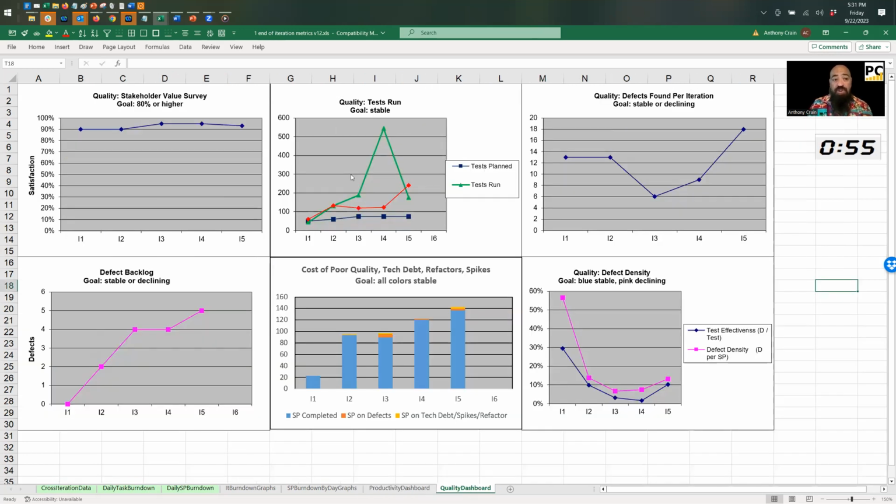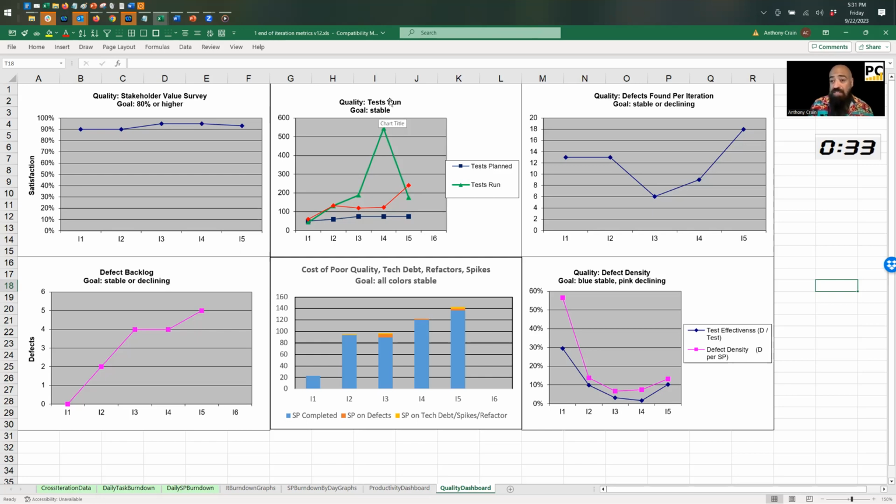The second dashboard is all about quality. So I'll spend the next 5 minutes talking about the quality dashboard, and then the final part will be going deeper on a couple of these metrics. So for quality, here's your stakeholder satisfaction. Every sprint we ask, how did you find the value of the sprint? You want to be above 80% every sprint, and you can see this team has definitely nailed that.